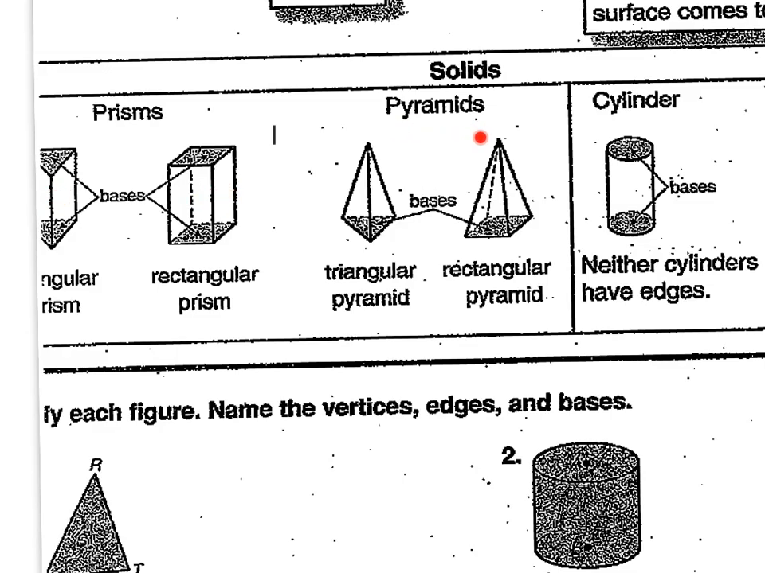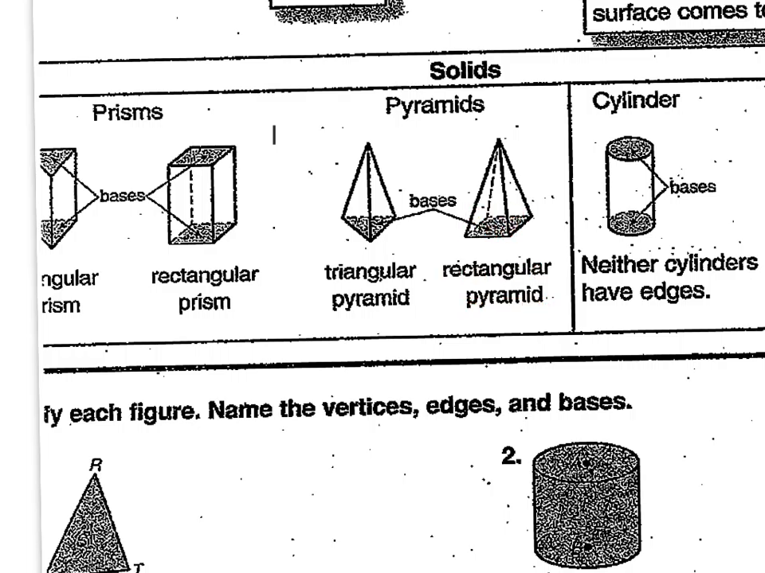While in the pyramid, all the lateral faces are, what shape are those? Triangles, that's right. So in pyramids, the lateral faces are triangles. And the pyramid is named by the name of the base. So this is a triangle, so therefore it's a triangular pyramid. This is a rectangle, so therefore it's a rectangular pyramid.